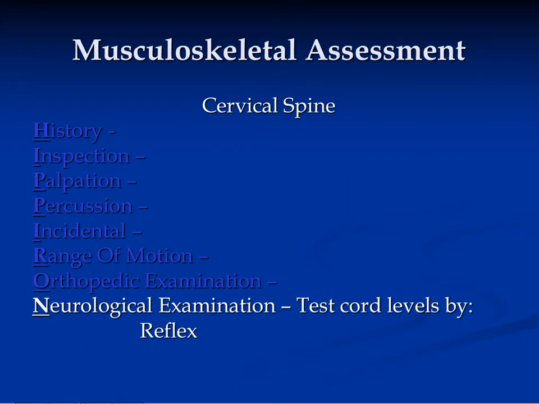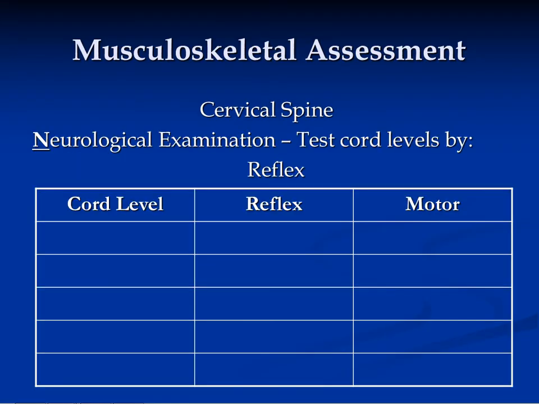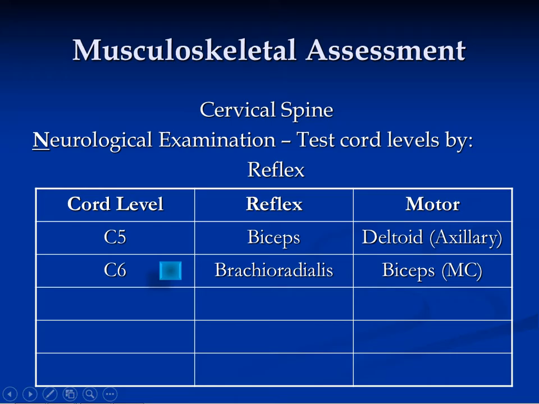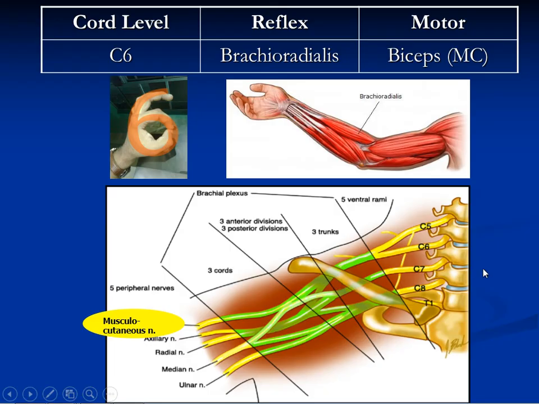Next, we want to conduct a neurological exam by cord level, and first we will assess reflexes. C5 is responsible for the biceps reflex through the axillary nerve and the deltoid muscle. Look at this graphic. C6 is responsible for brachioradialis reflex through the musculocutaneous nerve and the biceps muscle. Pause the presentation and examine this graphic.